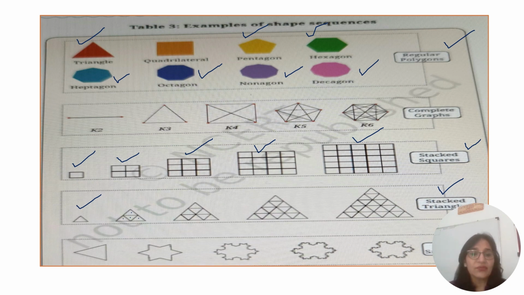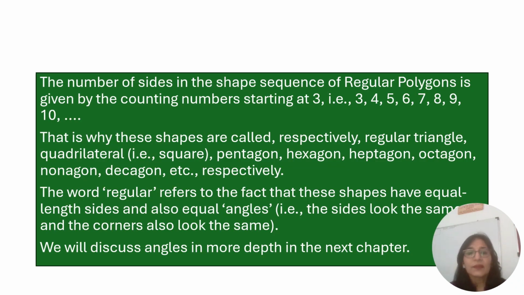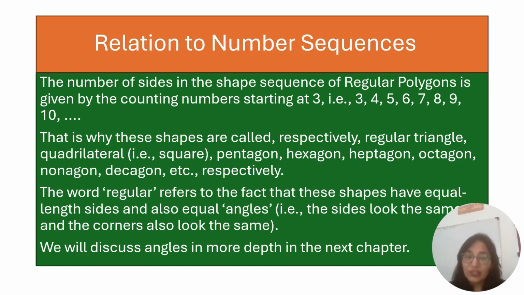Then you have different figures, as you see in the last one. Then further, we need to understand the relation to number sequences. The number of sides in the shape sequence of regular polygons, that means closed figures, is given by counting numbers starting at 3. So it is 3, 4, 5, 6, 7, 8, 9, and it goes on. That is why these shapes are respectively regular triangle, quadrilateral, pentagon, hexagon, heptagon, octagon, nonagon, decagon, and it goes on and on.